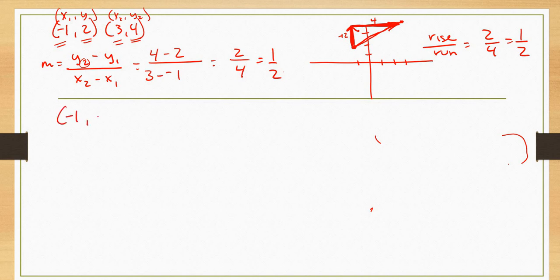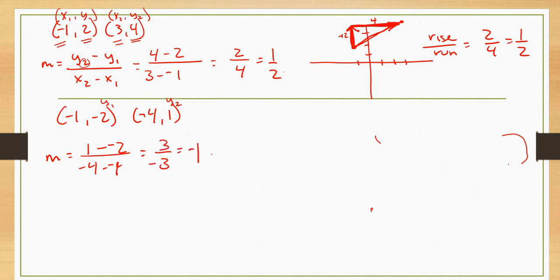Let's look at -1, -2, and -4, 1. I'm going to do the algebraic method first. Y minus y, so starting with my y sub 2 minus my y sub 1 over my x's. So that's 3 over -3, which is -1. And let's look at that on a graph.